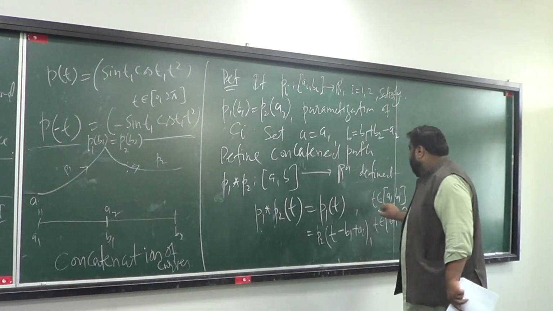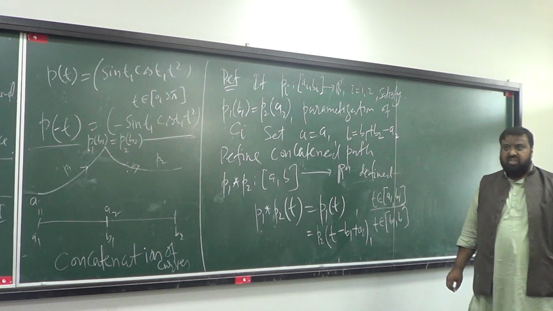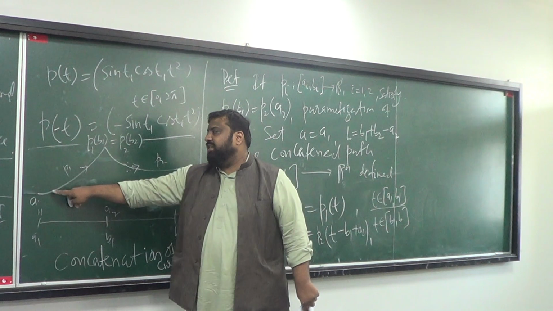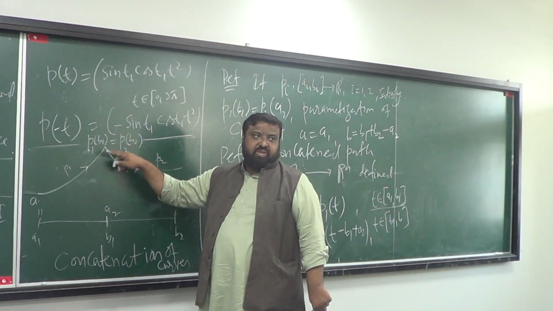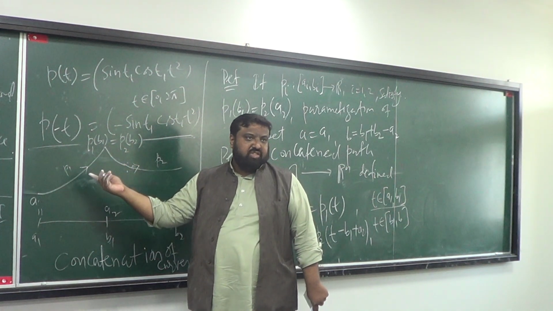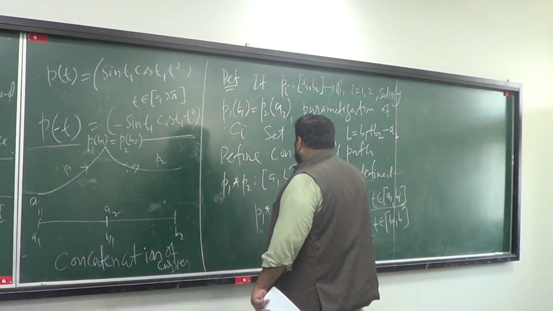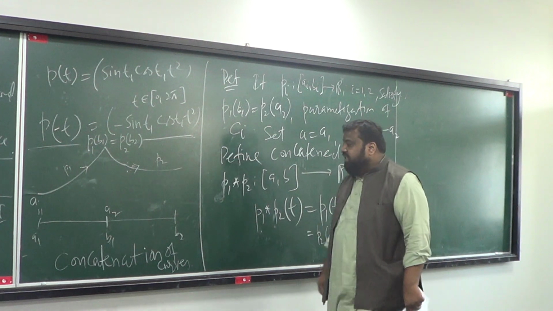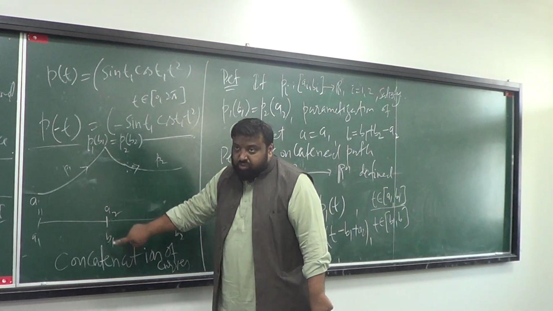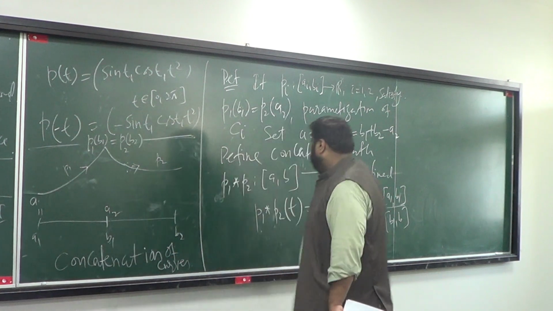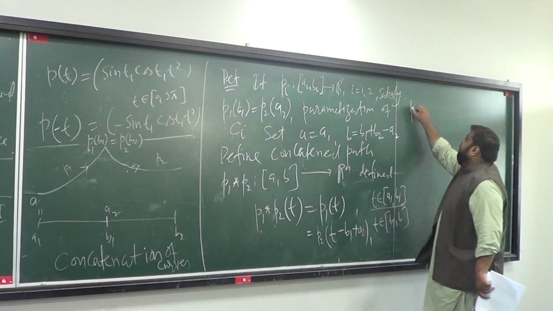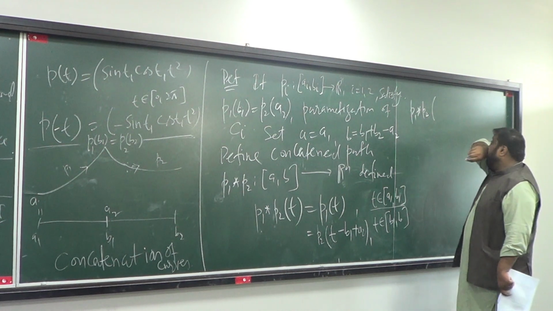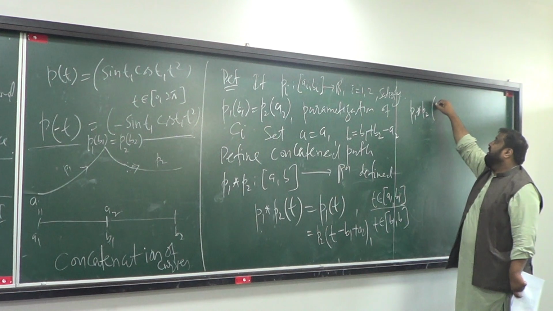So the first part is evident. This is part of the definition, that if you are taking a t between A1 and B1, you are getting P1 of t. So there is no trouble in it. The real thing would be to think over the point A2, which is the same as B1. So let's evaluate this concatenated curve at A2. What would be P1 star P2 evaluated at A2?